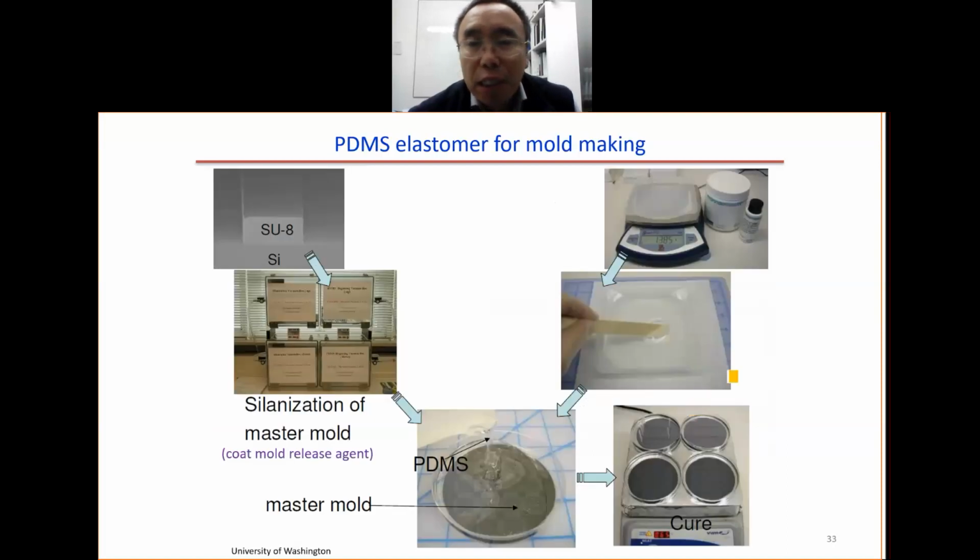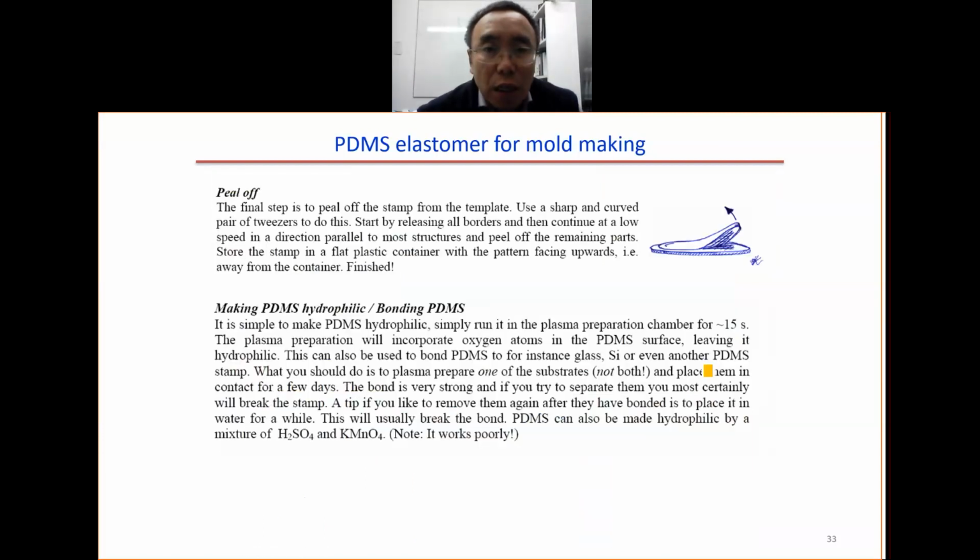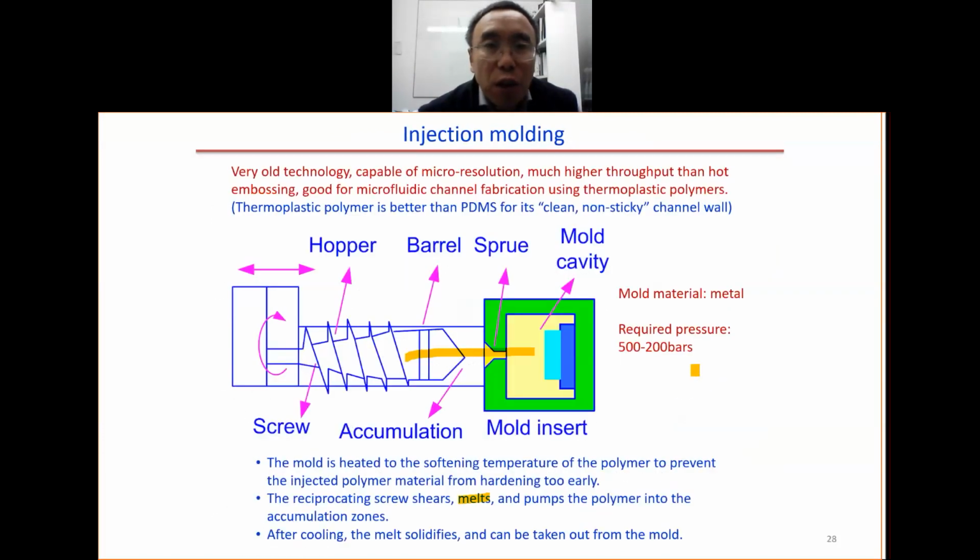Roughly something like this here. This is the PDMS. This is the curing agent. You mix, the ratio is 10 to 1. 10 of this one and 1 of this one. You mix them well. Then you put it onto the mold. This is like a silicon mold. Then you cure it. This way you get the PDMS pattern. So now let's look at a very short video for the injection molding.